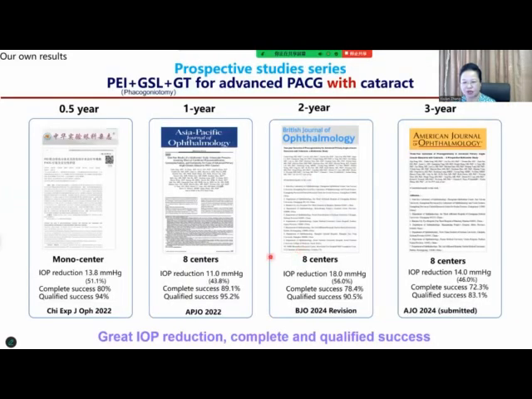We have published the half-year, 1-year, and 3-year surgical outcomes. The 3-year results are on the way to publication. Look at the IOP reduction and the complete and qualified success rates, which are all great.